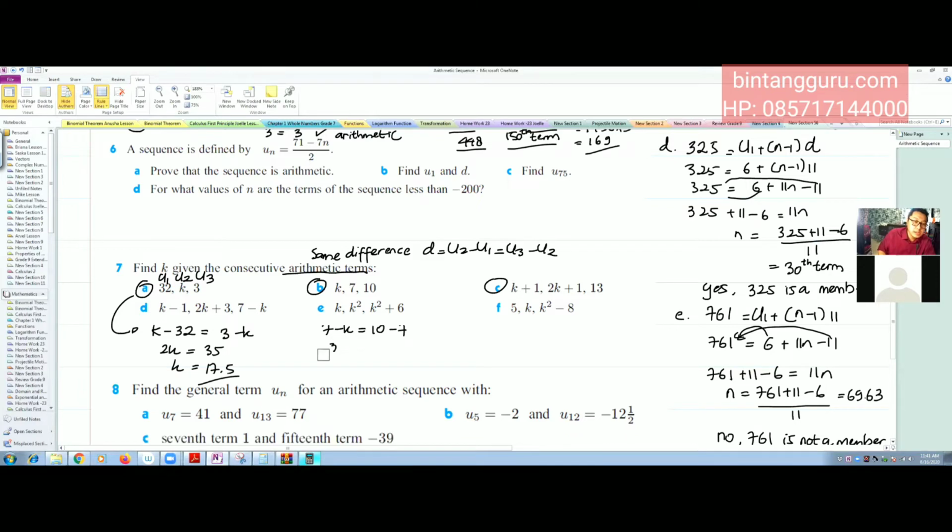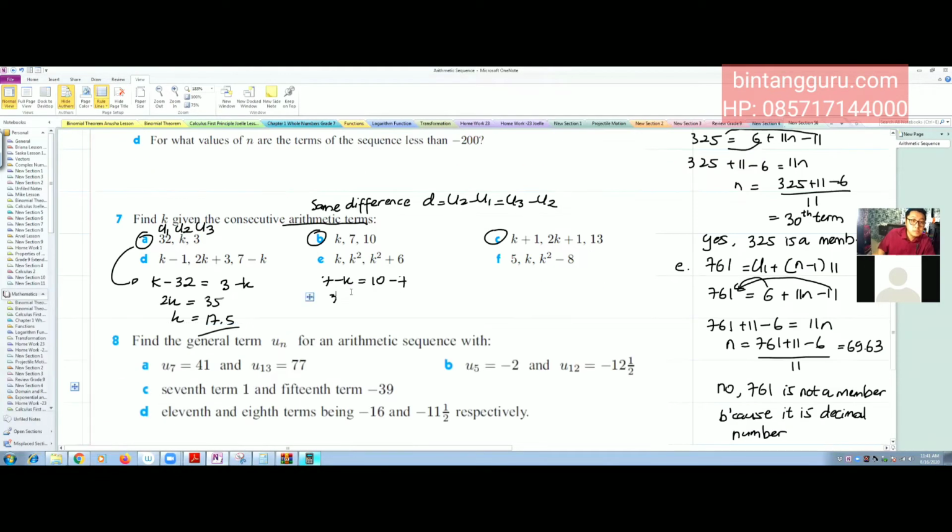And for B, 7 minus K equals 10 minus 7. So 7 minus K equals 3. So K will be 4.